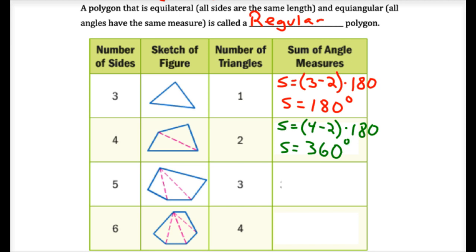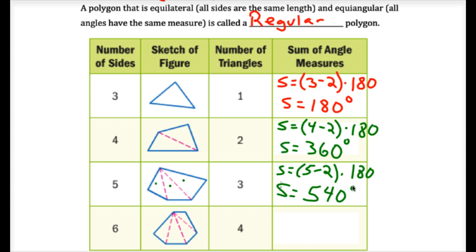A 5-sided figure. Every 5-sided figure, look at how you can break it up into 3 triangles. Does everybody see 3 triangles in there? Okay, we're going to do S equals (5 minus 2), which makes 3. The number of sides minus 2, times 180. What is the sum of the angles of every 5-sided figure? 540? Somebody verify that?